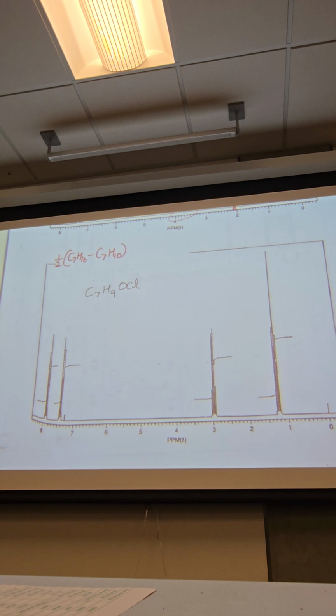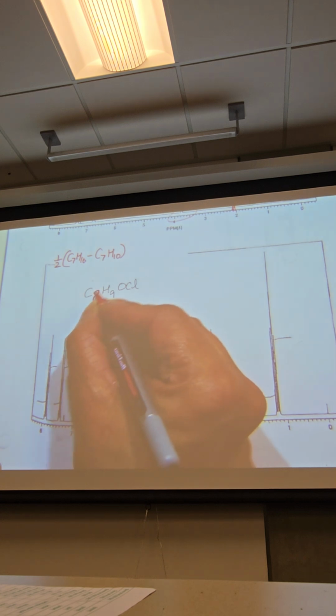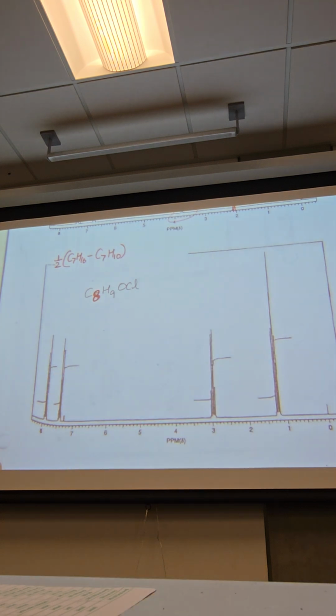Could I do some mental math? Give me a second. Just one second. Oh, guys, my formula is wrong. It's meant to be C8H9. It has to be C8. Let me confirm. Okay, give me a second. One more.